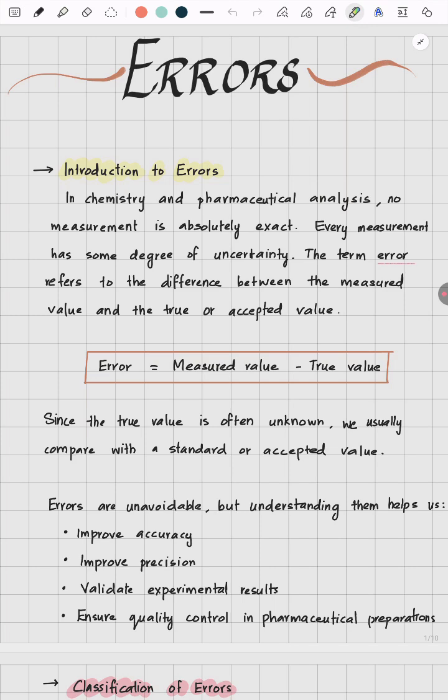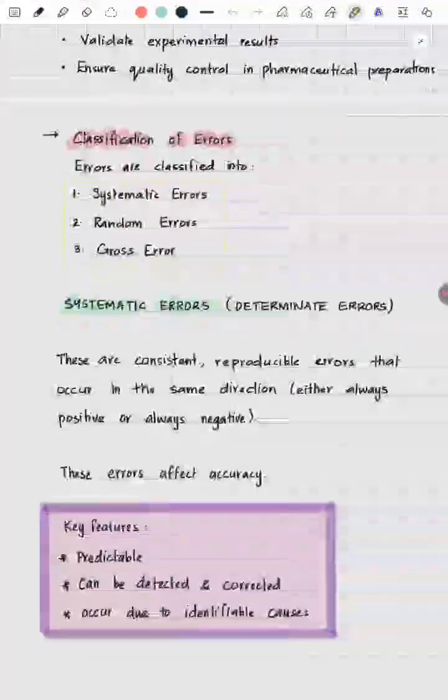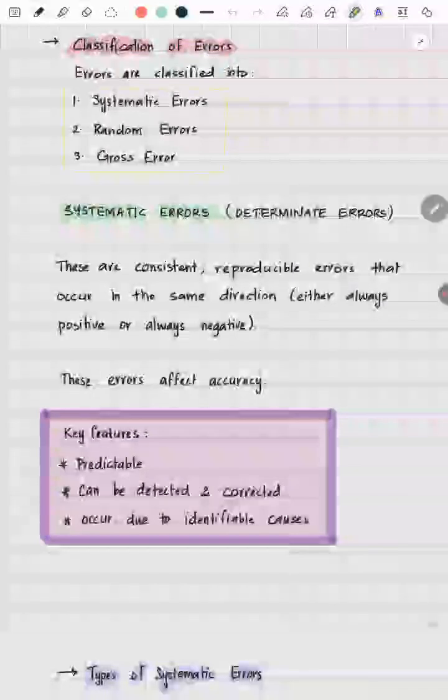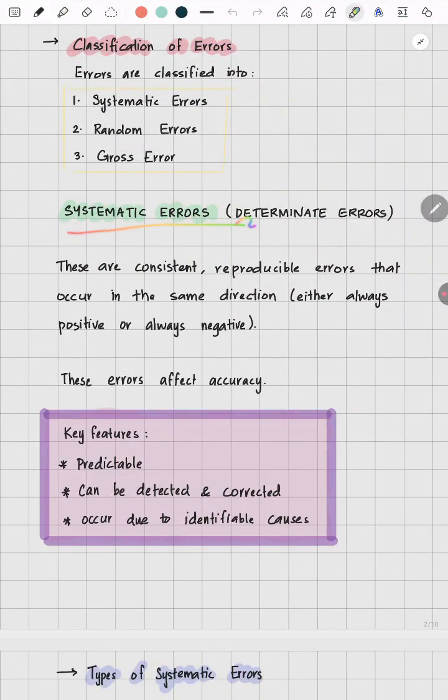Now, errors are broadly classified into three types: systematic error, random error, and gross errors. Let us first discuss systematic errors. These are also called determinate errors because they occur in a consistent and predictable manner. That means if you repeat the experiment multiple times, the error will occur in the same direction, either always higher or always lower than the true value. Because of this consistency, systematic errors mainly affect the accuracy of the result.